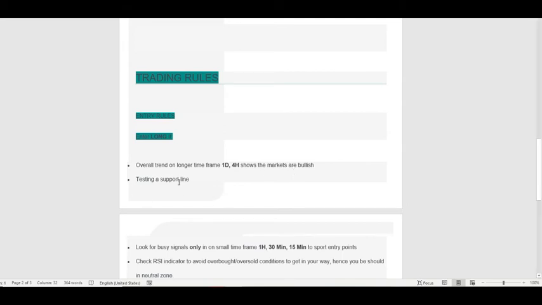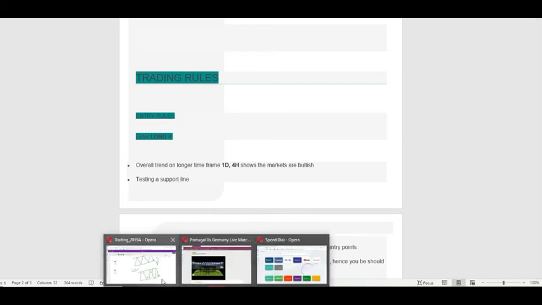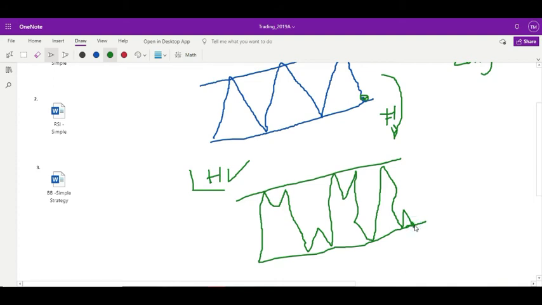So testing a support line, if it's testing a support line, as we saw here, this market is testing a support line here. It was illustrated on a higher time frame, right? So that's what you are saying, right?